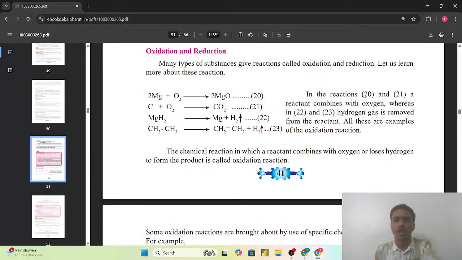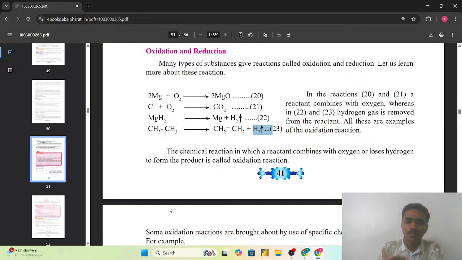तो ये यहाँ पर हमें क्या बोला गया है? In the reactions 20 and 21, a reactant combines with oxygen, whereas in 22 and 23, hydrogen gas is removed from the reactant. All these are examples of the oxidation reaction. तो यहाँ पर हम देख सकते हैं कि magnesium when reacts with oxygen forms magnesium oxide, carbon with oxygen forms carbon dioxide, magnesium hydride gives magnesium and hydrogen gas is released, ethane gives ethene and hydrogen gas is evolved. So this is all which we have seen here.